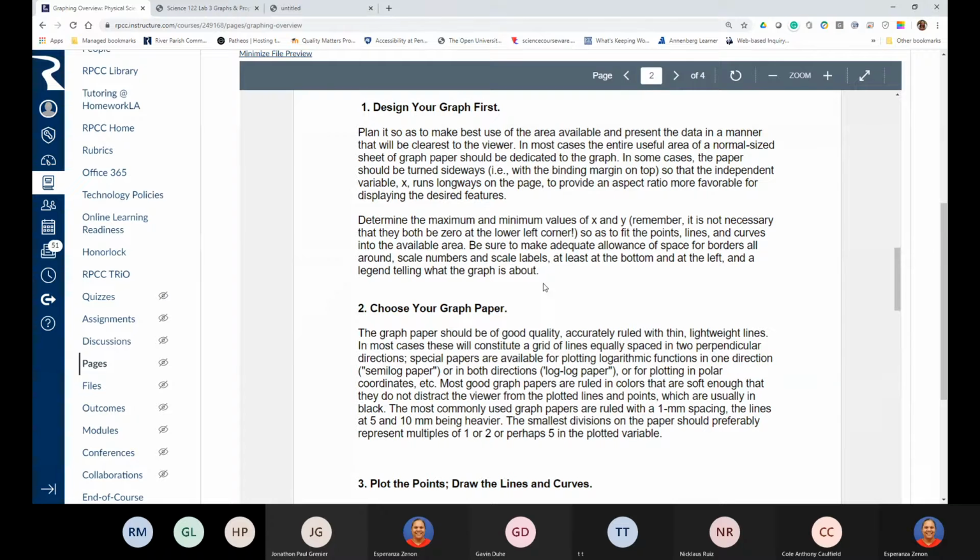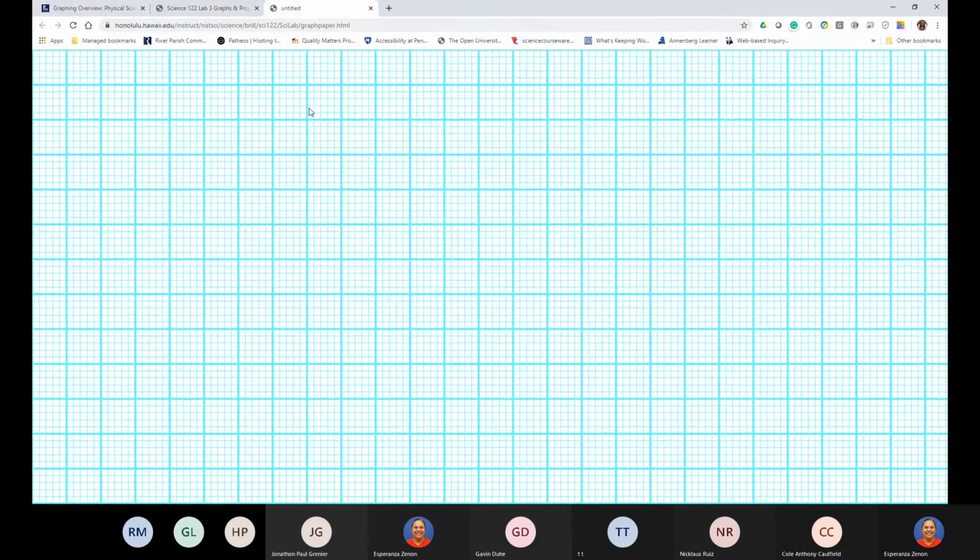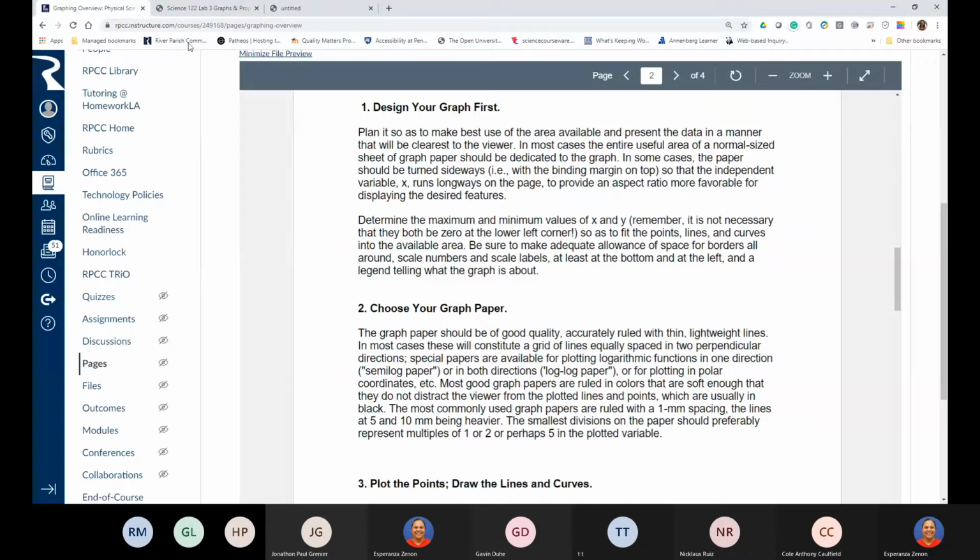So I don't know anything about an iPad. I've never used one to do graphs, but if it doesn't make it look like you actually drew it yourself, like you broke out the pencil and drew the lines and the points and stuff yourself, if it doesn't do that, then you can't use it.